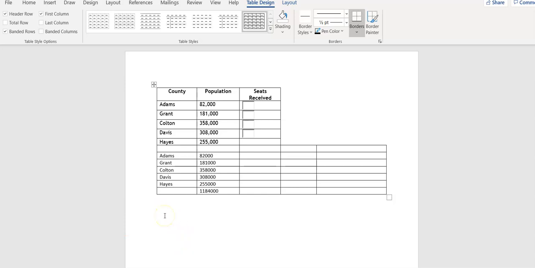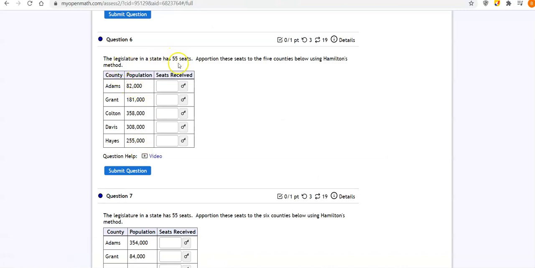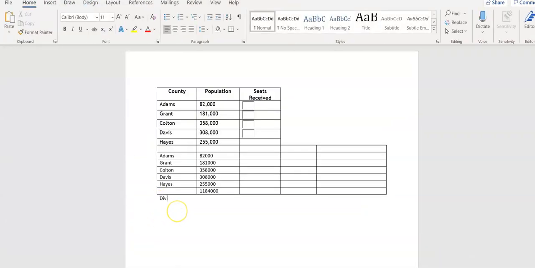All right, now, I believe it was 55 seats that we are allocating. Let's go back. Let's see. Yes, 55 seats in this legislature. So let's go back here to the sheet. First, we're going to determine what our divisor is. And our divisor is always the total population divided by the number of seats. So let's see what that is. That ends up being 21,527.27273.